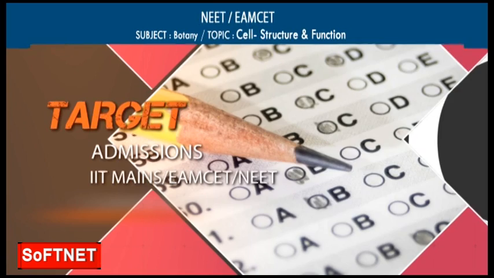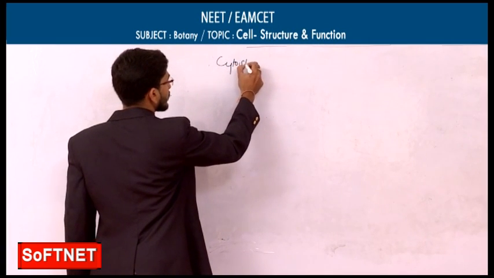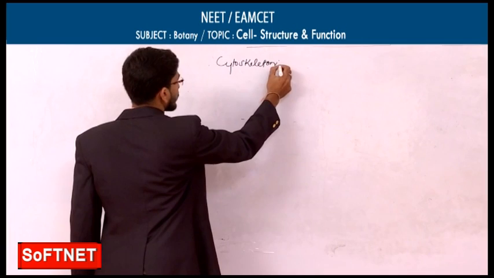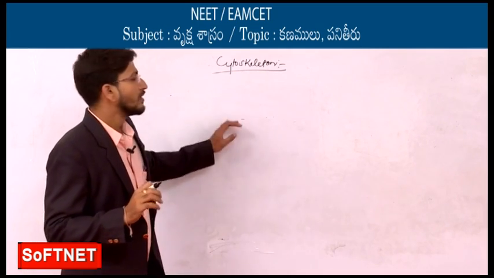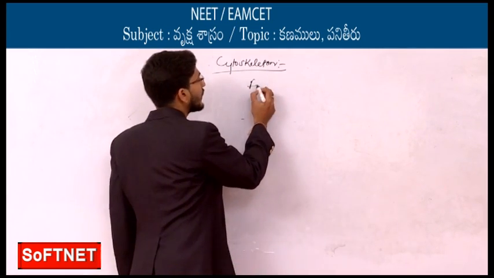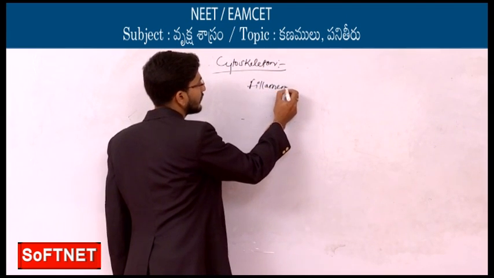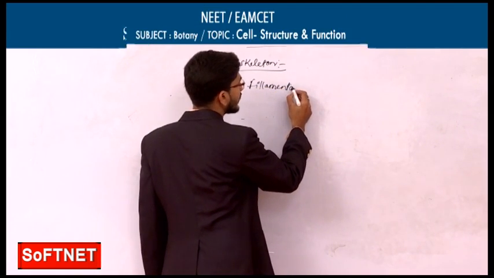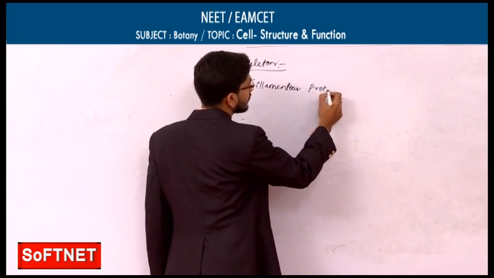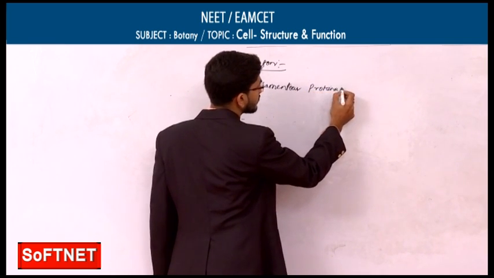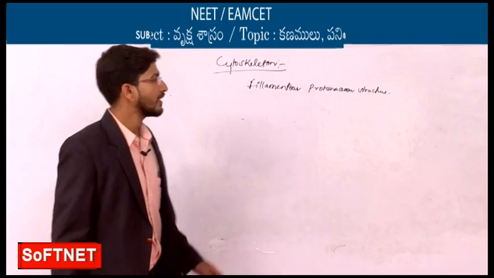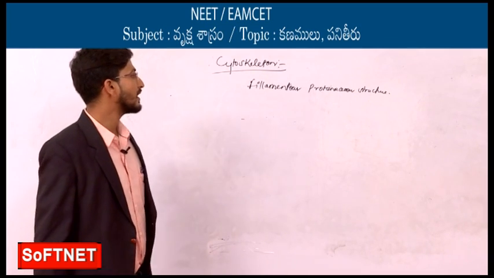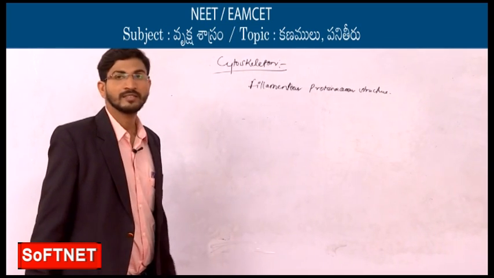Next coming to the cytoskeleton. Where is this cytoskeleton actually present? It is present in the protoplasm. It is a filamentous proteinaceous structure. Okay, these cytoskeletons are made up of filamentous proteinaceous structures.